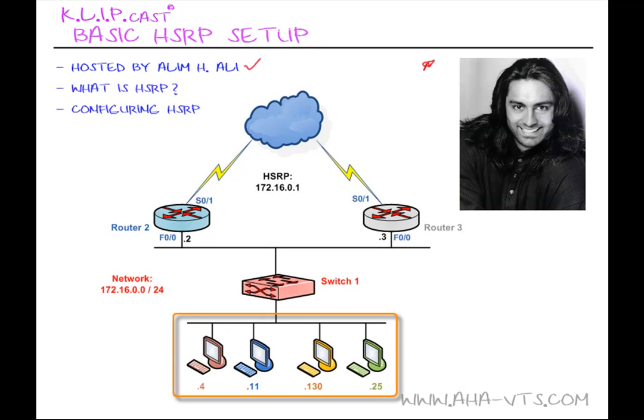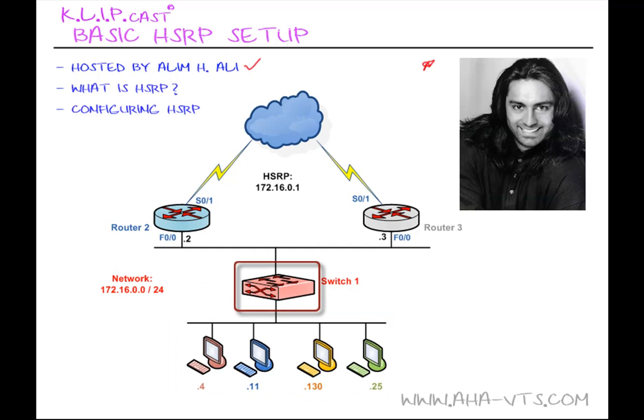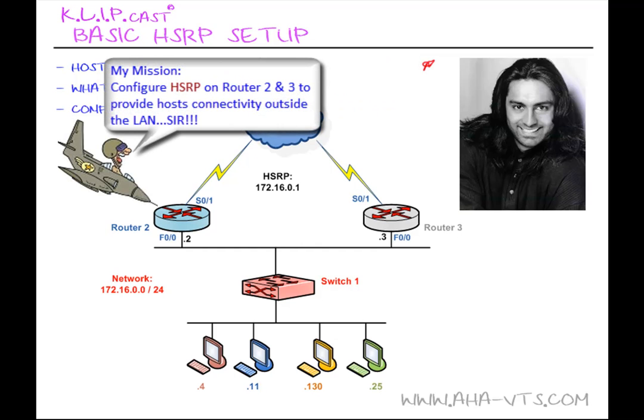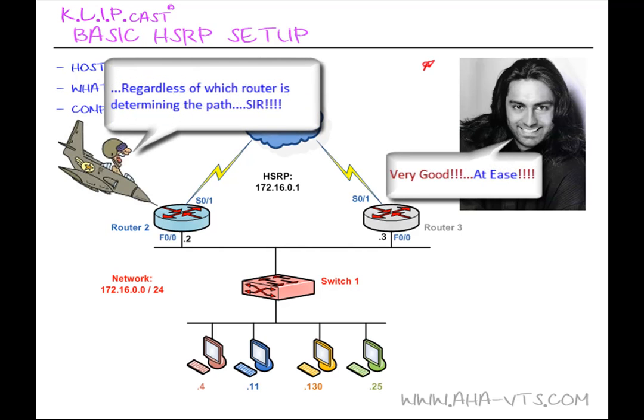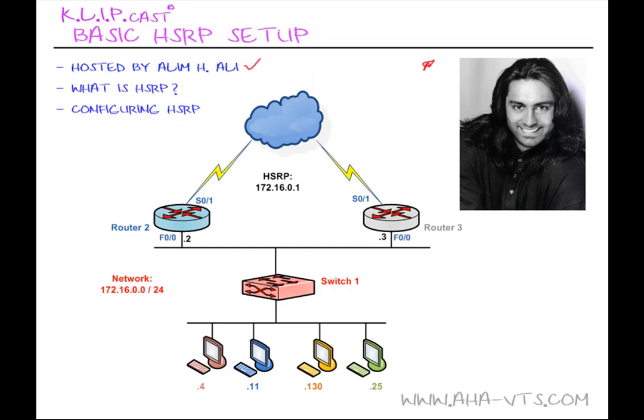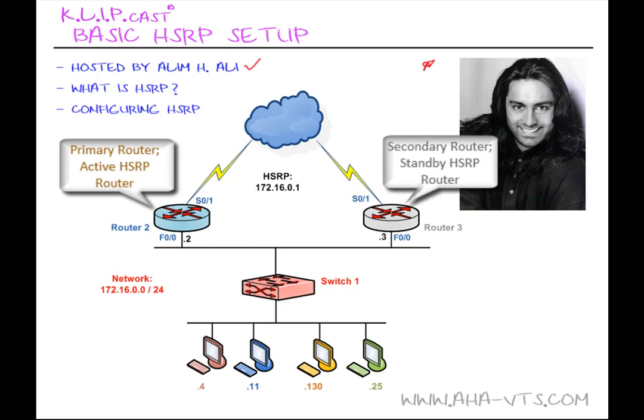Shown on the screen is a LAN segment to which I have a set of hosts connected to a switch. This access tier switch is then connected to two collapsed core routers that are destinating traffic outside of our local area to this cloud of sorts. What we're going to do is configure HSRP on these routers in order to provide the host with a path to the outside network regardless of which router is actually doing the path determination. As logic dictates, I'll be using router 2 as the primary router to the outside world and router 3 as the secondary. Therefore, router 2 will be the HSRP active router and router 3 will be the HSRP standby router.